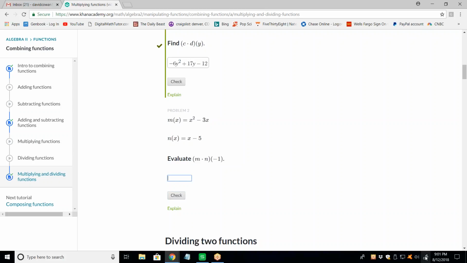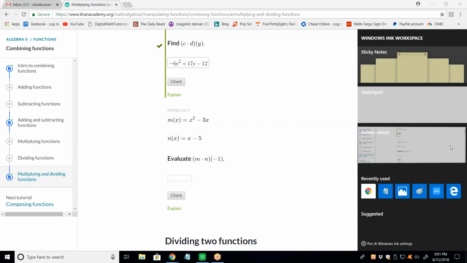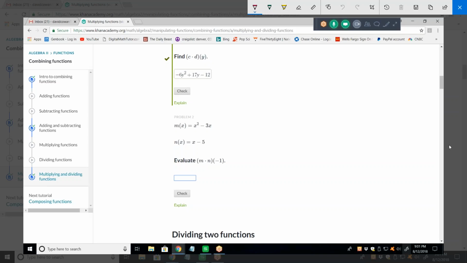So first of all, let me get my writing board up here again. It's a little tricky, but so what's m times n of x? In other words, let's start from this position here. x squared minus 3x times x minus 5. Now, because this is a quadratic, doesn't really matter. It's still a binomial term. In other words, there's only two terms in that polynomial on the left side. So we can use FOIL. Okay. FOIL it.